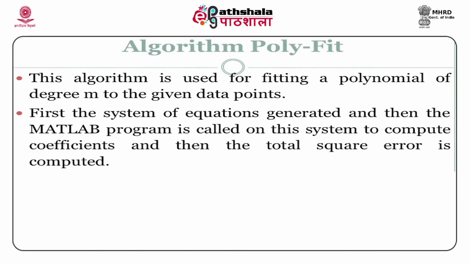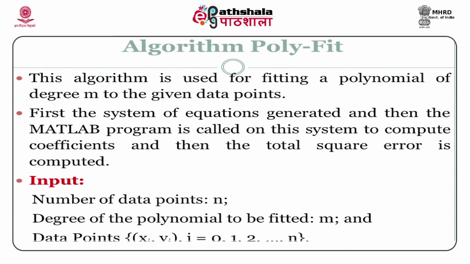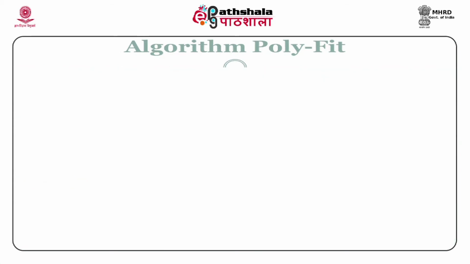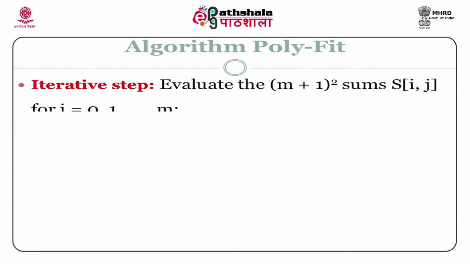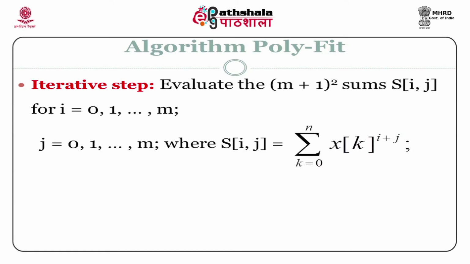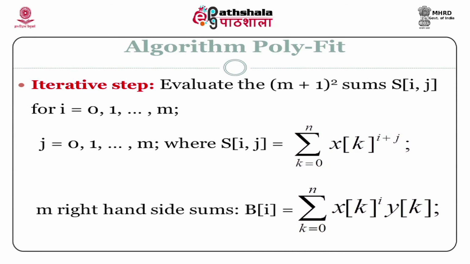The algorithm polyfit will depend on how much time the MATLAB program takes for solving that system of linear equations. Normally we take input again as n and the data points xi, yi, and then we compute this iterative step. We evaluate these m plus 1 square sums Sij for i equal to 0, 1, 2, 3 up to m, j equal to 0, 1, 2, 3 up to m, where Sij is the sum over k equal to 0 to n of xk raised to i plus j, and the m plus 1 right hand side sums are bi equal to the sum of xk raised to i times yk, k equal to 0 to n.